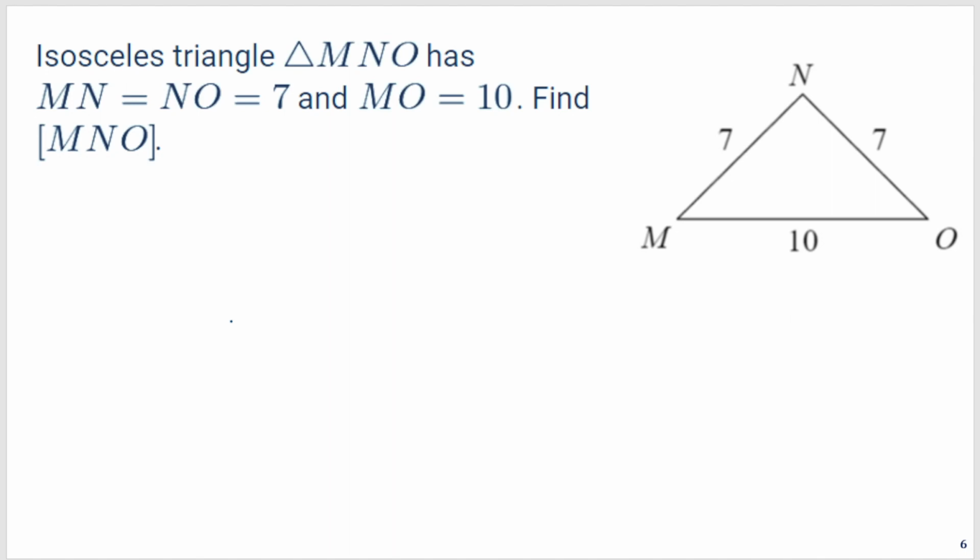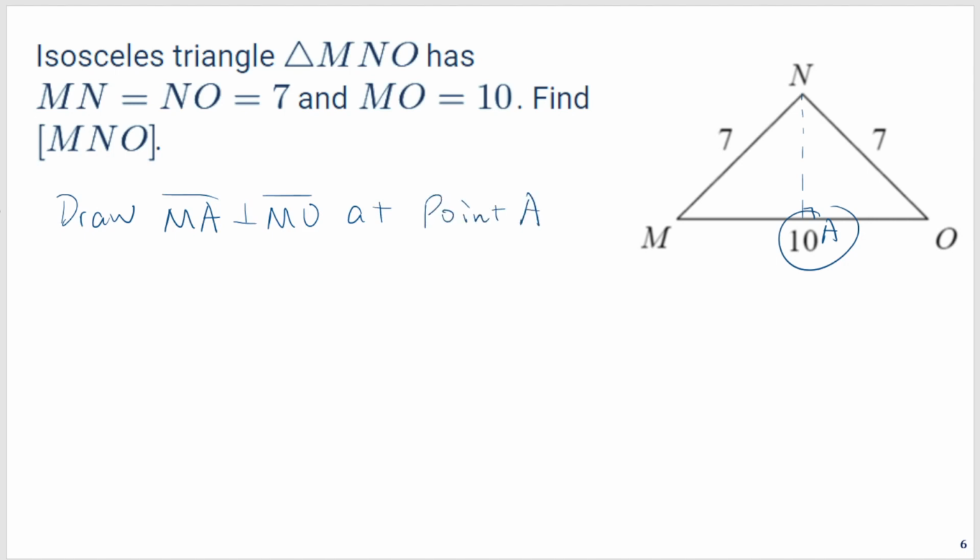So a pretty simple thought is, if you want to find the area of a triangle, you should know the base and height, right? So suppose we use MO as a base, then you need to know the altitude or height in that base. So for example, we can draw, let's say this point is A, draw NA perpendicular to MO at point A, right? Then we know MN equals NO.